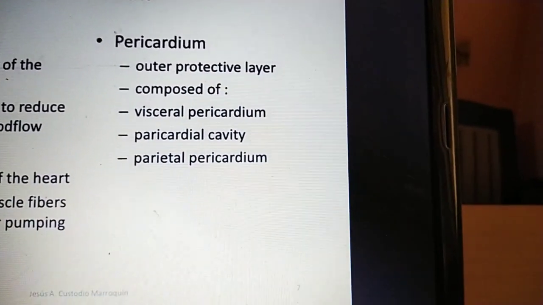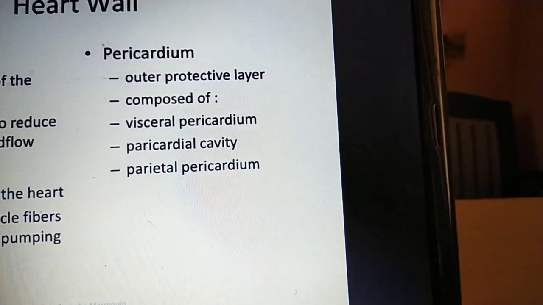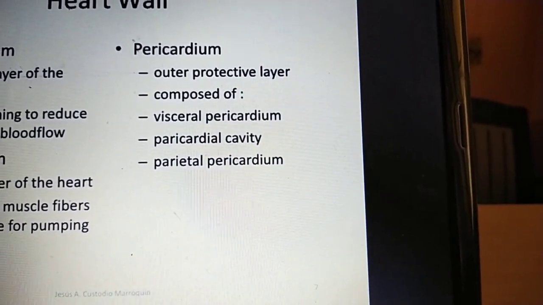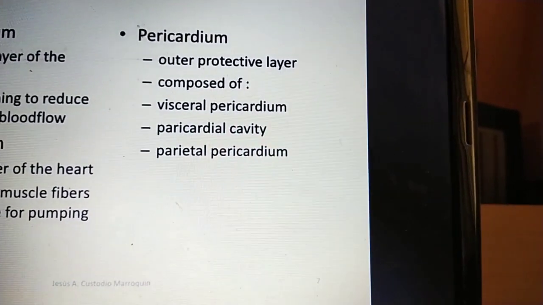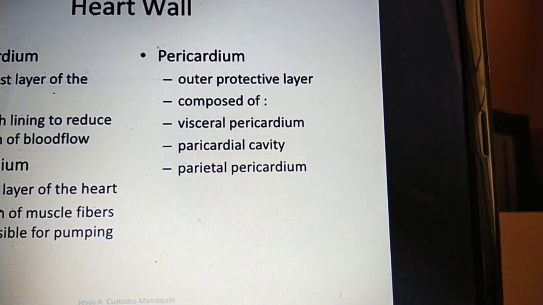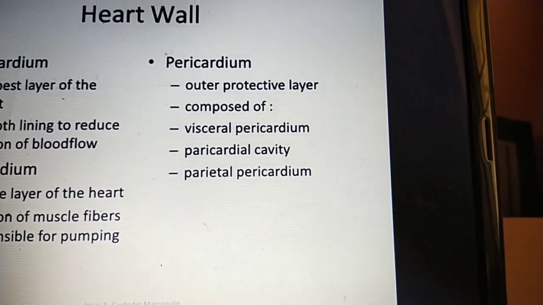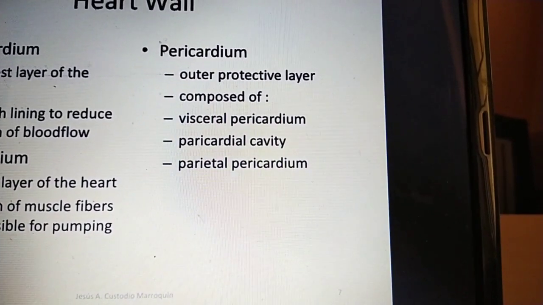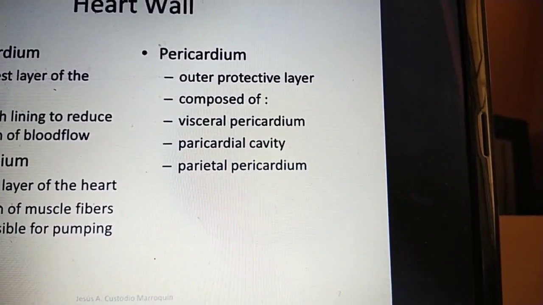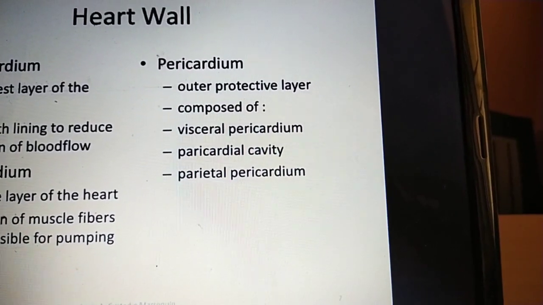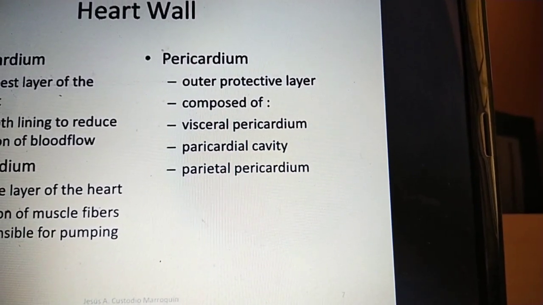Then we can go for the pericardium. The pericardium is the outermost layer of the heart, an outer protective layer, and it is composed of two layers, mainly the visceral pericardium and the parietal pericardium. The visceral pericardium is also known as the epicardium, and the parietal pericardium is known as the pericardium.